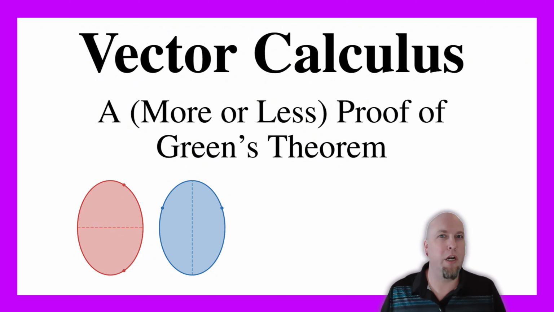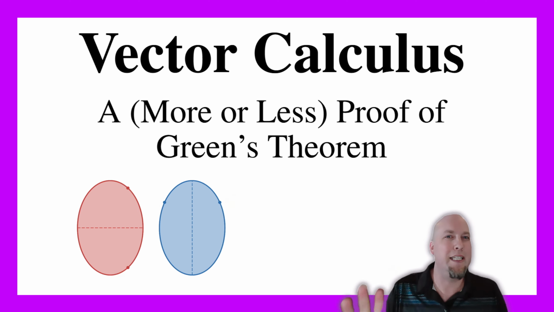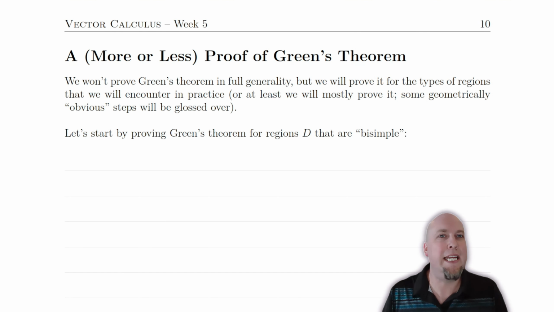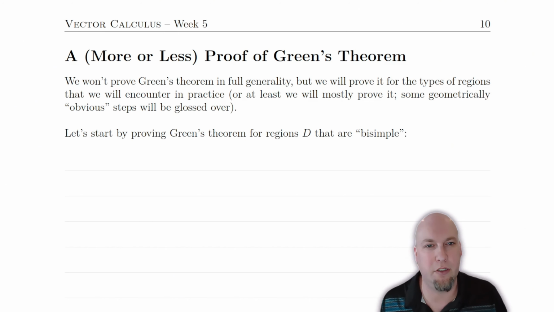But it is worth knowing that Green's theorem is slightly more general than the proof here applies to. It does apply to slightly uglier regions than we'll consider here. But whatever, let's just see the key ideas that go into the proof of Green's theorem, and we'll sweep some technicalities under the rug at the end, okay? So let's start off by proving Green's theorem for regions that we're going to call bisimple, okay?